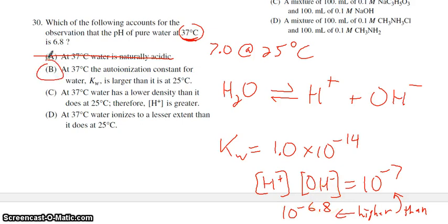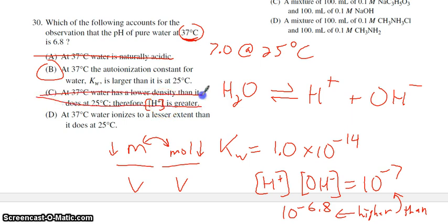C says at 37 degrees Celsius, water has a lower density. Okay, yes, it does have a lower density. It's true because when you heat an object up, it expands, the density decreases. Then it does at 25, therefore H plus is greater. No, the H plus would be less if it's less dense, right? Because density is mass over volume. This is molarity, which is moles per volume. Same idea, mass and moles are interconvertible. So if this goes down, this actually would go down, so it won't be greater, it'd be smaller. Wipe that one down.